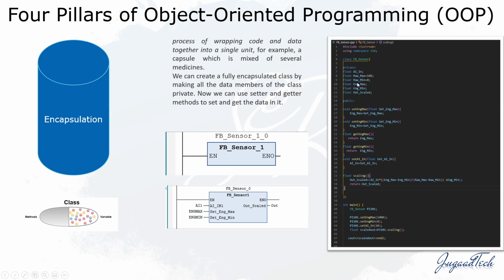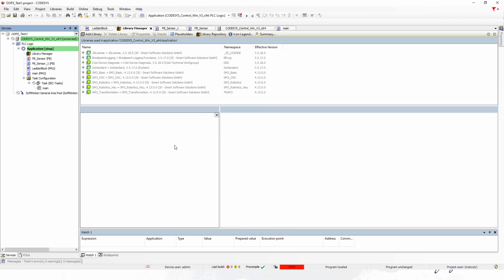This is what we do on the IT side also. I have just given an example here where variables are defined as private and the getter and setters are defined, and then we are calling it in the main program. So let's go and see how exactly we can do the same thing in the PLC. I'm using the CoDeSys environment here, which supports object oriented programming.